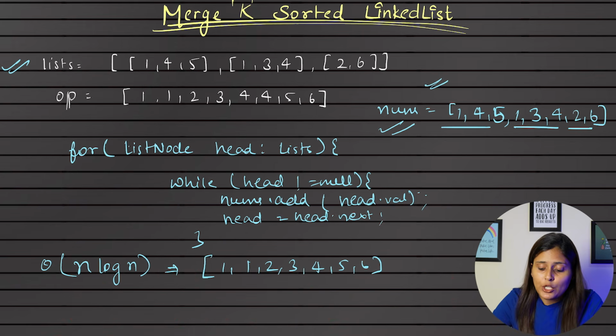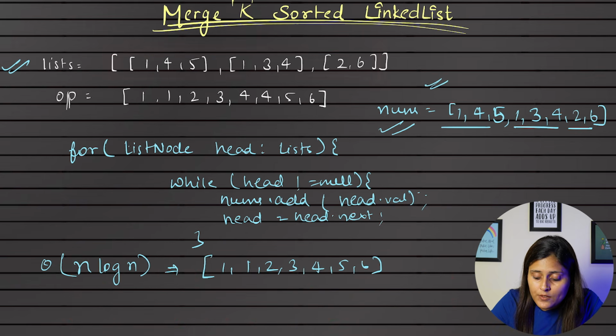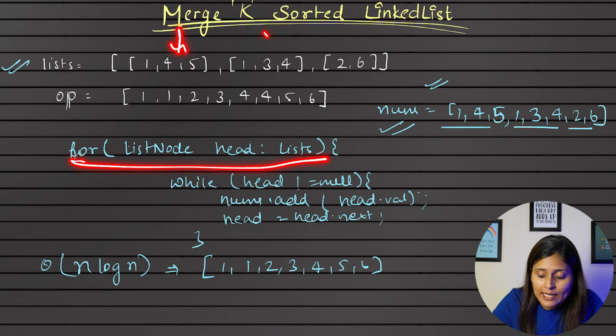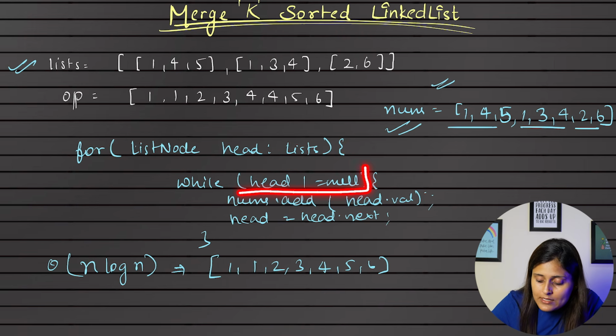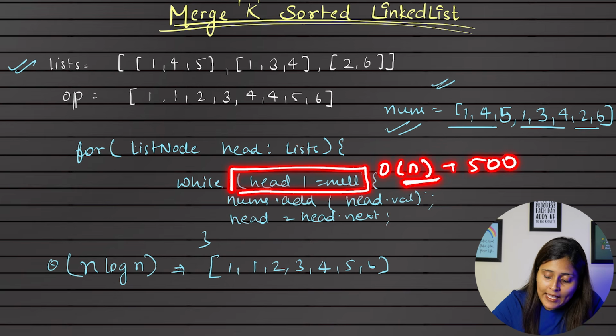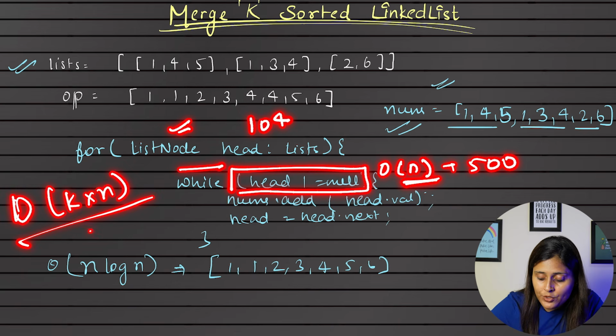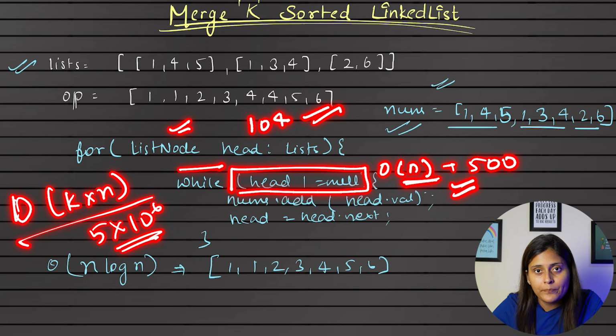Very simple. So what is the time complexity to iterate here? This for loop is going to iterate k times, can I say? K times. And further this is going to iterate n times. N is nothing but the number of nodes, which was max 500, and k was max 10 power 4. So can I say it's O of k into n, which is 5 into 10 power 6 in total, 10 power 4 here and 10 power 2 here, correct? Now space complexity.